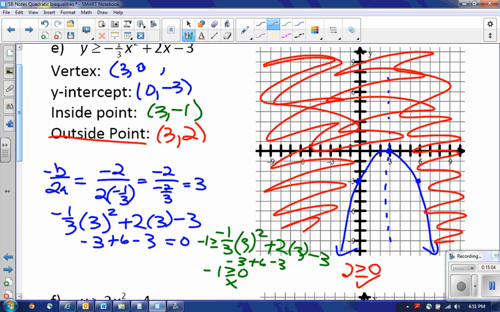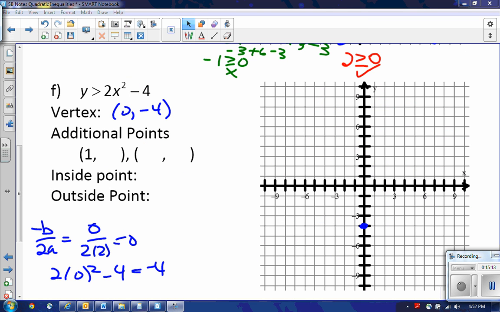Make sure that you're covering all the region outside. And there's our graph. Go try the last one on your own, and then come back and check it. Since we have no b value, our b value would be 0. When I work that out, that gives me a vertex at the point (0, -4). That would also be a y-intercept, so finding my y-intercept isn't going to get me any more points. So what I'm going to do is just choose a point to either side of it to find more points.